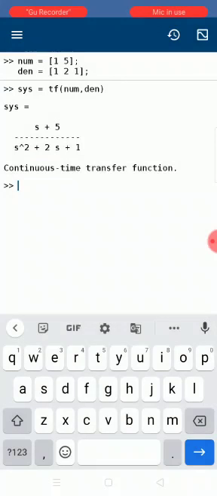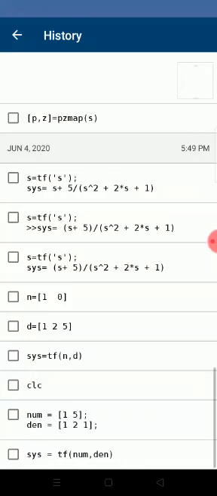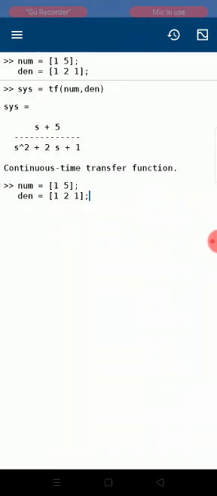Now see, this is evaluating. You can see here that with the help of the TF command the transfer function is written, and it is equal to how much? S plus 5 upon S square plus 2S plus 1. The numerator polynomial is S plus 5. In this, the coefficient of S is 1 and the coefficient of S raised to 0 is 5. So it was written here at numerator equal to 1 5.